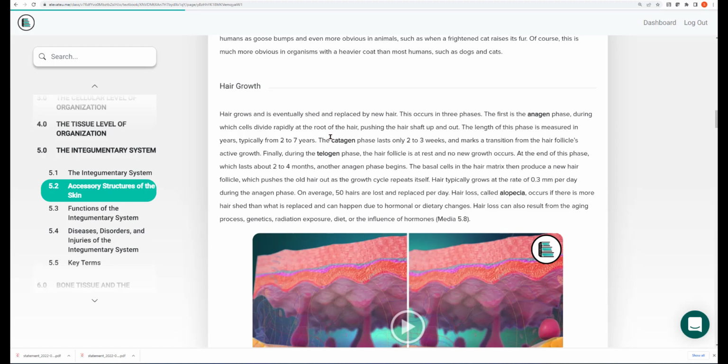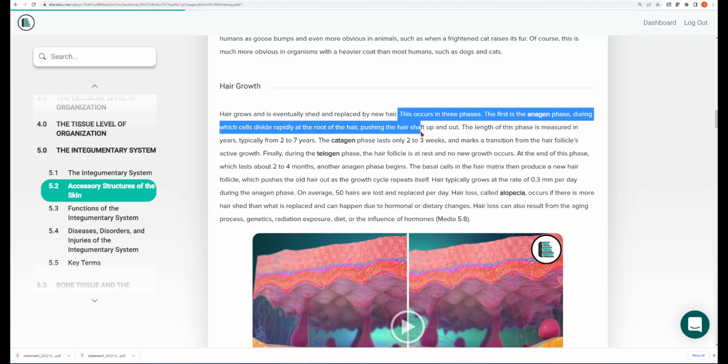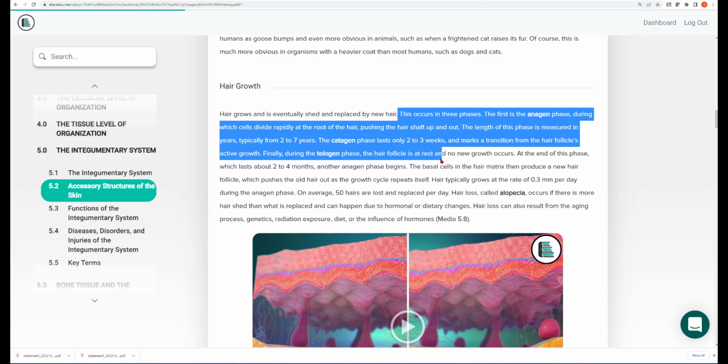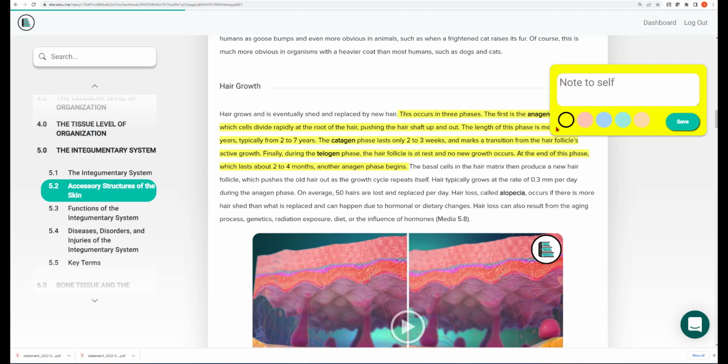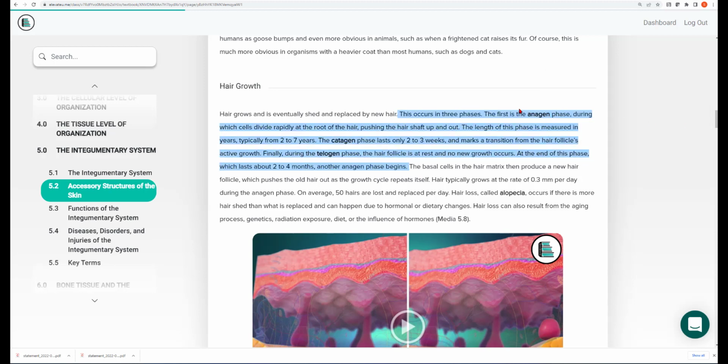Hair growth. I am not going to worry about the 3 phases of hair growth. So I'm going to put a blue area through here. Don't worry about those stages. Hair does grow, though, at about a rate of 0.3 millimeters per day. So we all know we have to go to the barber or the stylist every once in a while and get our hair cut. Hair is growing.